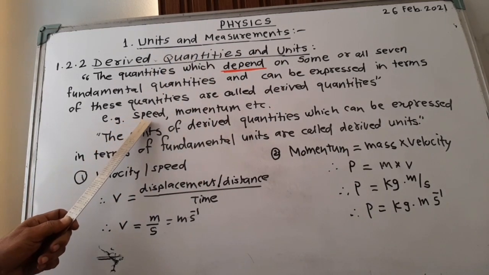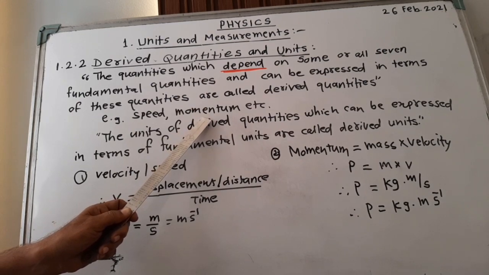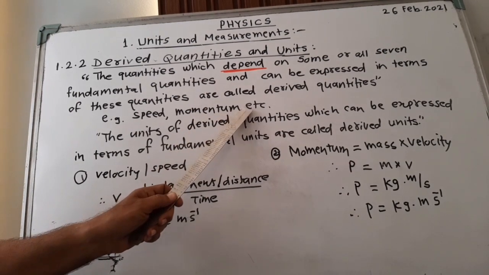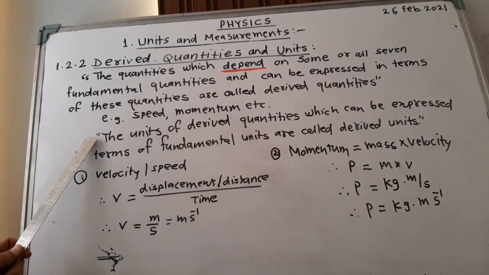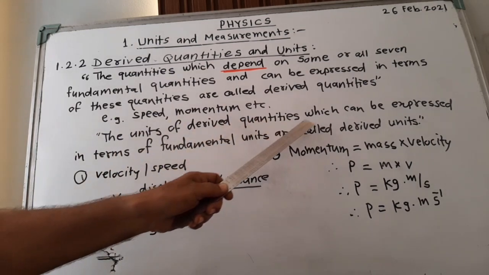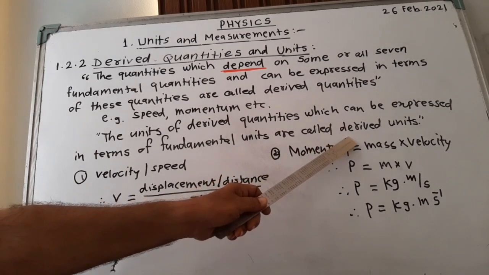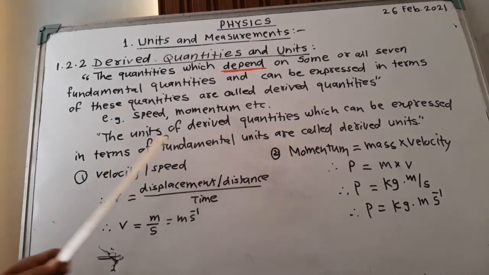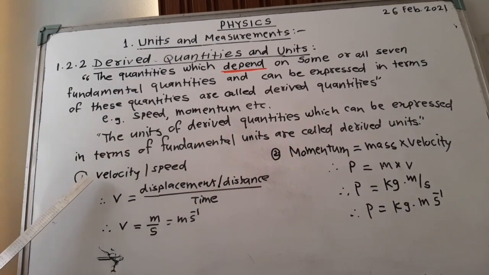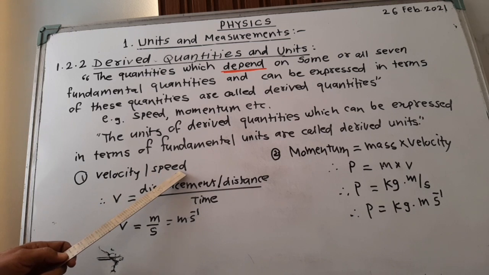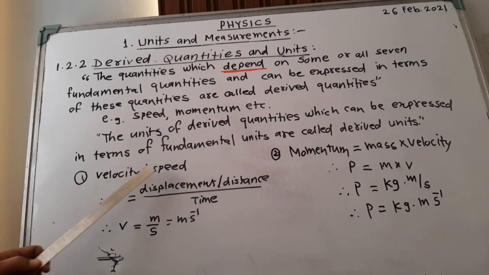Examples are speed, momentum, like that. You can have force also. These are derived quantities. The units of derived quantities which can be expressed in terms of fundamental units are called derived units. Here, let us have an example of a derived quantity, say velocity. Velocity and speed, they are similar. They have the same dimensions as we have already considered.